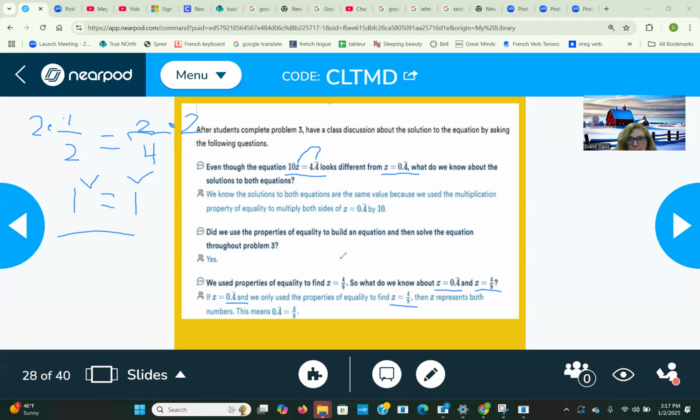We used the properties of equality because what we did is we subtracted the 0.4, subtracted the x, so that you had 9x equals 4, and you divided 4 by 9 to give you the value of x.